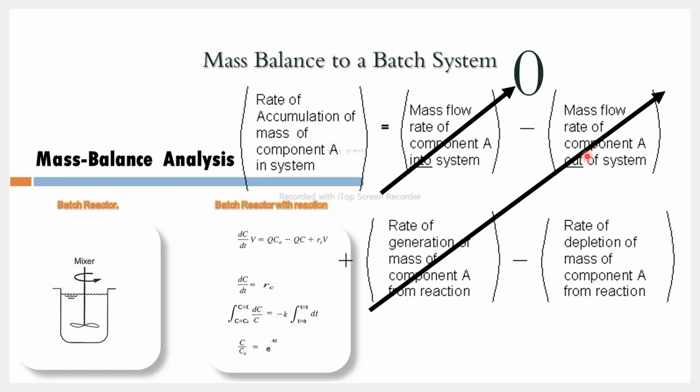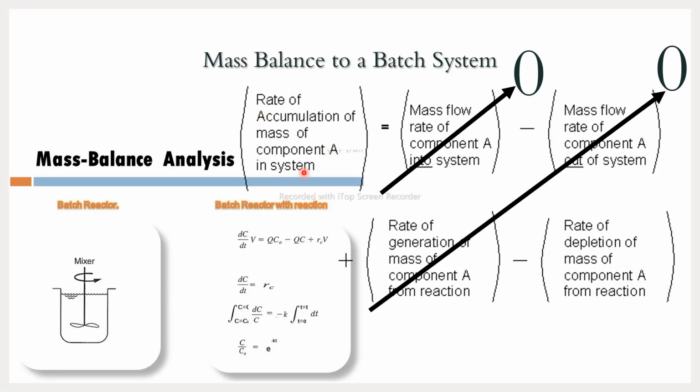And the mass flow rate of the component out of the system, as well as the rate of generation of mass of component A from the reaction, becomes 0. Why? Because we are not generating the pollutant. We are degrading the pollutant into some other species. So here, the accumulation becomes the depletion. That means a negative accumulation. It is not accumulating, you are depleting.